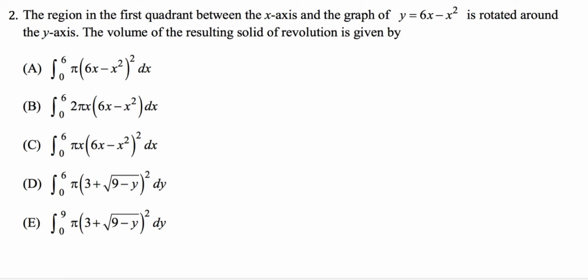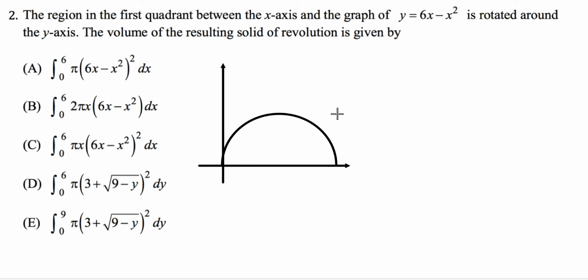Let us look at number 2 here. The region in the first quadrant between the x-axis and the graph that's given here. So I'm going to try to sketch it first a little bit to help us understand a bit better. If I have something, it would have been something like this, I guess. Looks like a parabola. Alright, so this must be equal to 6. This must be passing through the origin. Now, this area has been rotated about the y-axis.